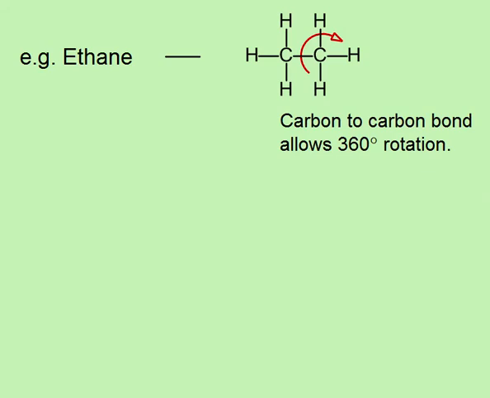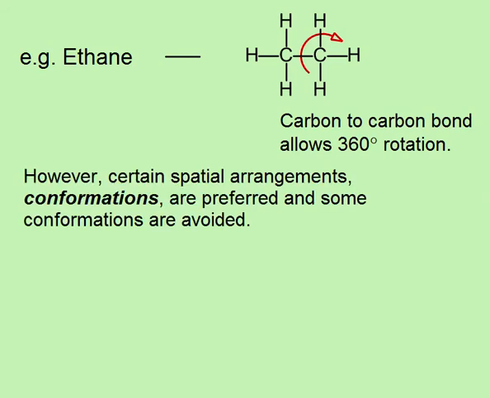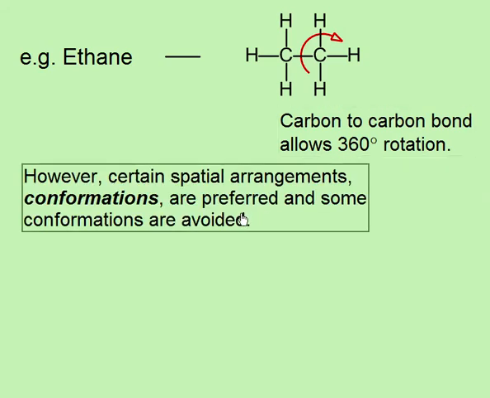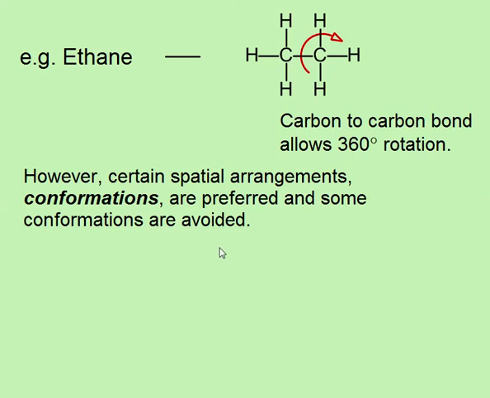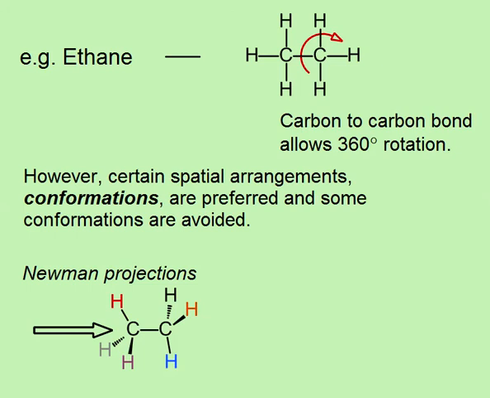Now, although we should have free rotation, there are some conformations which are preferred and some conformations of the molecule which are actually avoided because they have strain energy associated with them. Now, to see what's going on, we need to look at a Newman projection, which is to look down the carbon-to-carbon bond and look at the groups which are attached and their spatial conformation around the carbons. So it breaks down into two basic conformations.